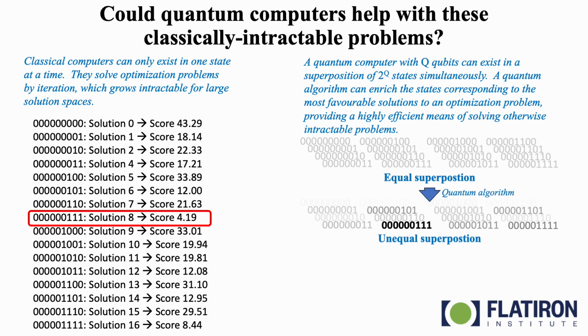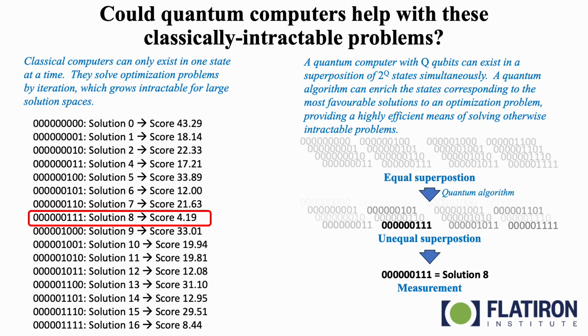Well, by applying a suitable quantum algorithm, you can enrich the best one and deplete all the others, so that when you measure the state of your computer, that's the one that you're overwhelmingly likely to see. So this is a totally different way of solving these really hard optimization problems. Sounds great in theory. Can we make it work in practice? Well, the answer is yes.